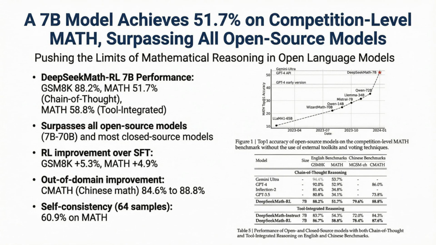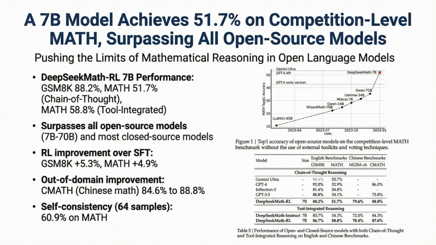Now let me show you why this paper got so much attention. Look at these numbers. A question for you. What was the state-of-the-art for open-source models on the math benchmark before DeepSeek-Math? It was around 35% for models like Llemma 34B and Qwen 72B. DeepSeek-Math-RL 7B, a model 7 times smaller, achieved 51.7%. That is a massive leap.